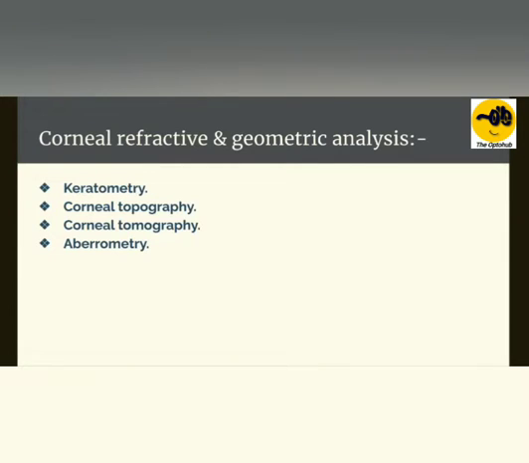And the last is aberrometry. Aberrometry is again something related to refractive. It tells us how well the cornea is functioning, not in terms of diopters, not in terms of millimeters, but what is the quality of the image, how is the wavefront coming out, how is the wavefront acting when it reaches the cornea, right? So that is basically known as aberrometry.